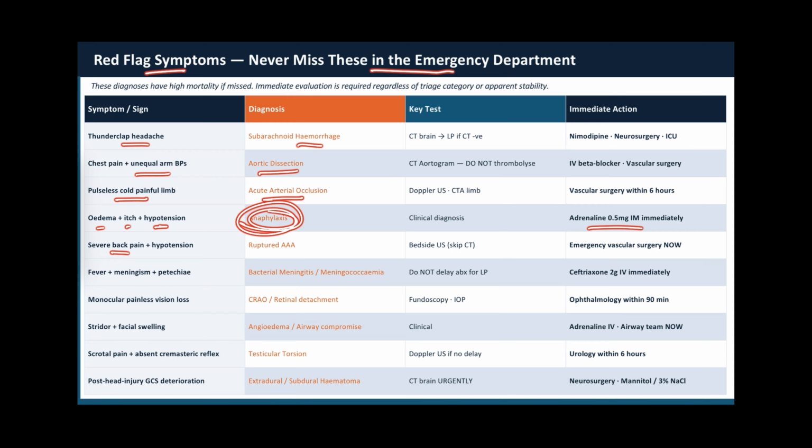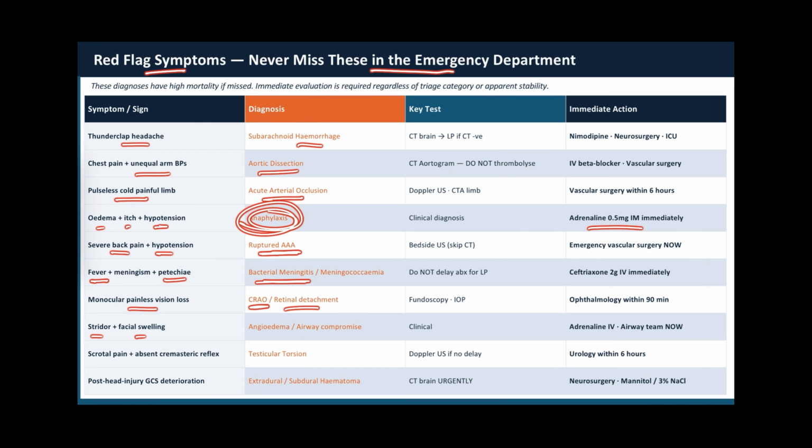Patients who are with severe back pain with hypotension, please don't forget this thing, that is ruptured abdominal aortic aneurysm. Patients who are with fever and altered sensorium and with petechiae raises the suspicion of the bacterial meningitis. Patients with monocular painless vision loss should suspect you for the CRAO or the retinal detachment.